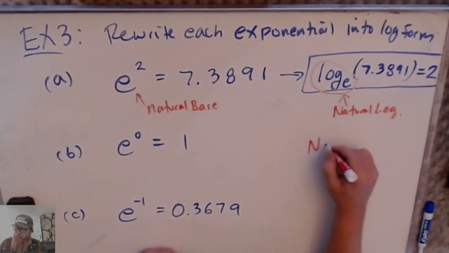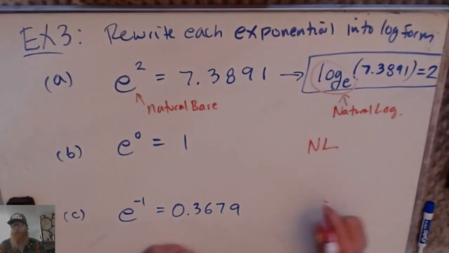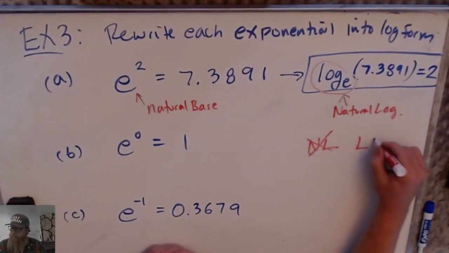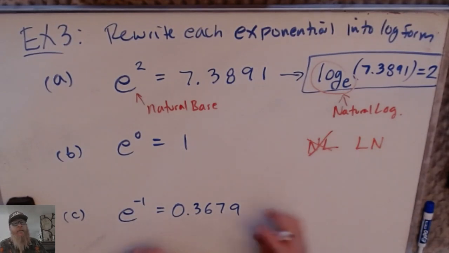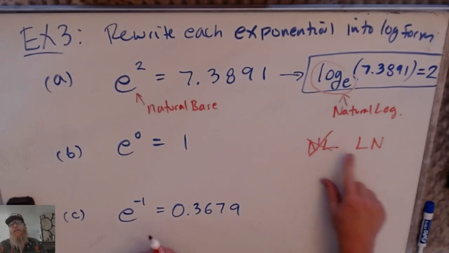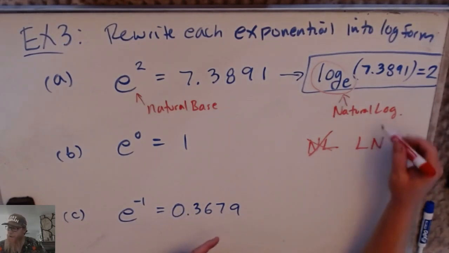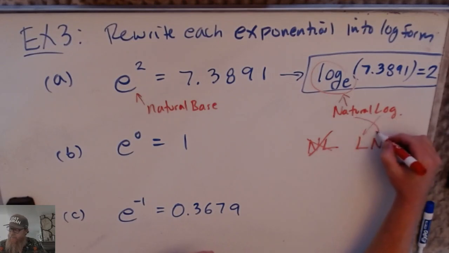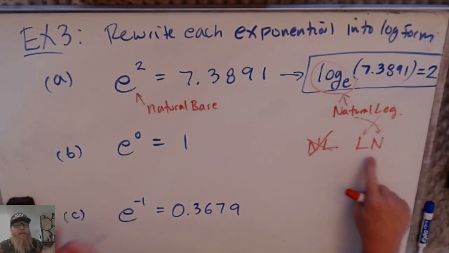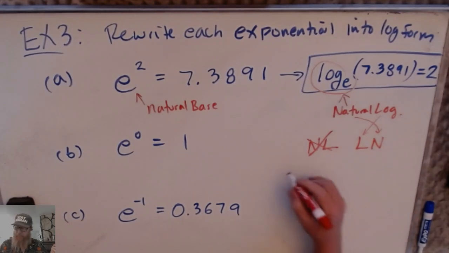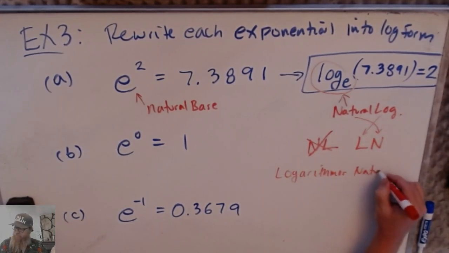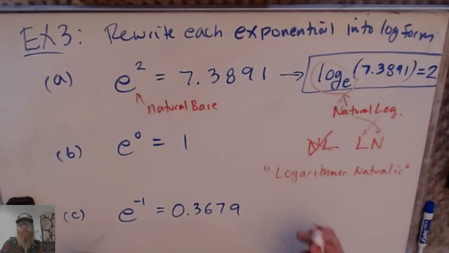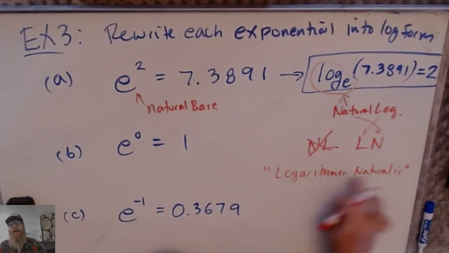Now, I've always wanted it to be NL for natural log, but nobody listens to poor old Dr. Jordan. I still haven't been elected supreme leader yet. So it's not NL, it's LN, the natural log. It's Logarithmos naturalis. Yeah, the natural log, LN.